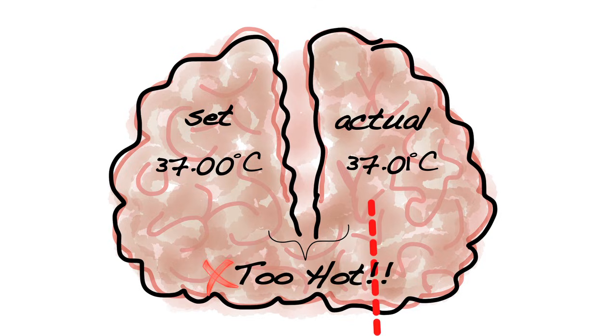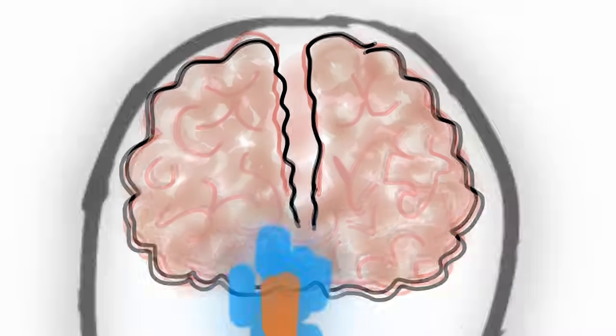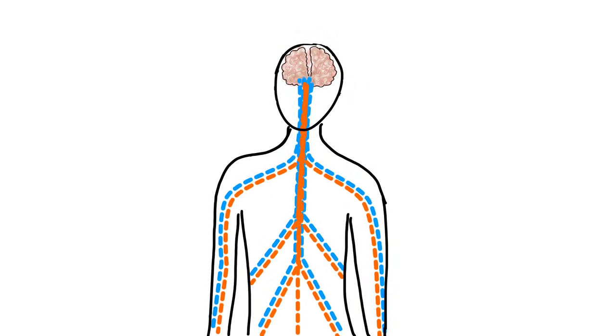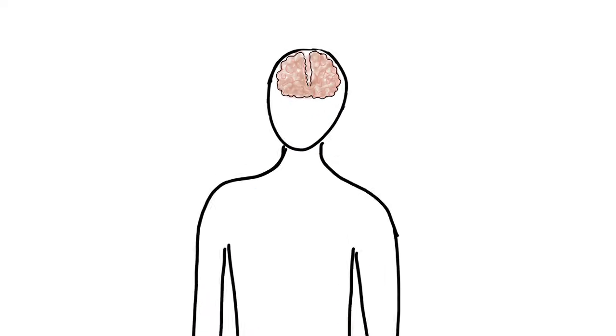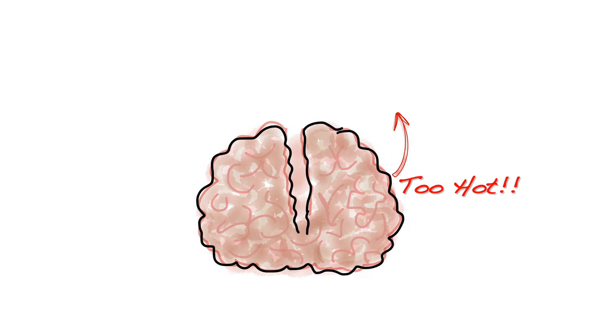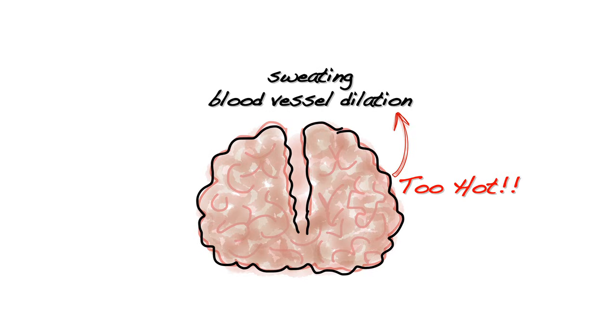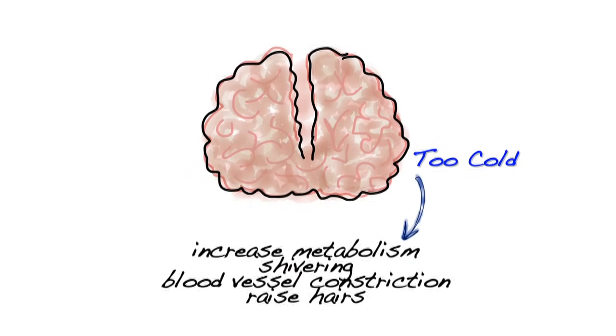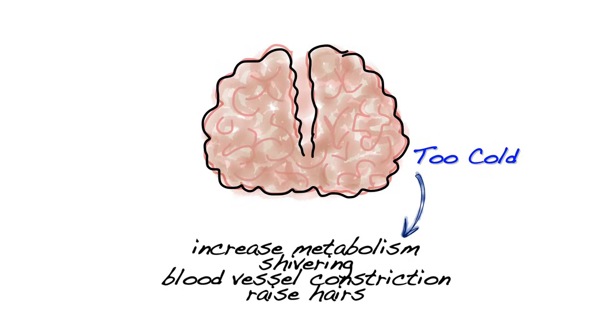The hypothalamus then sends out signals to effectors in the body to initiate corrective mechanisms when our temperatures are too high or too low. When we are too hot, signals are sent to activate our sweat glands. Blood vessels in the skin are also stimulated to dilate. These changes increase heat loss from the skin. When we are too cold, signals are sent to the tissues to increase metabolism and to the muscles to induce shivering. These mechanisms generate heat. Signals are also sent to constrict blood vessels and to raise skin hairs to minimize heat loss.